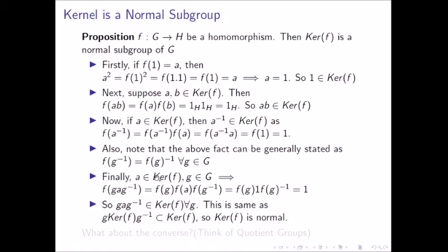So we are done, as if a is an element of the kernel and g is an element of the group, then the image of g a g inverse is equal to 1. So g a g inverse belongs to the kernel of f for all g, as g wasn't fixed over here, it was arbitrary. This is same as g Ker f g inverse is a subset of Ker f, or rather subgroup of Ker f. So Ker f is normal.